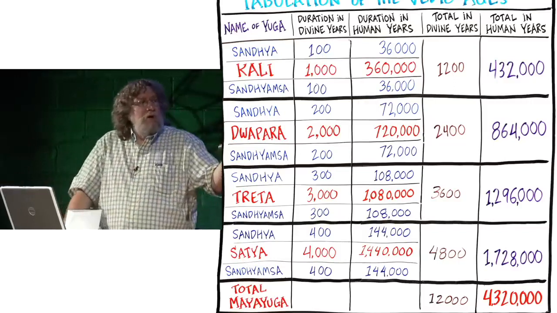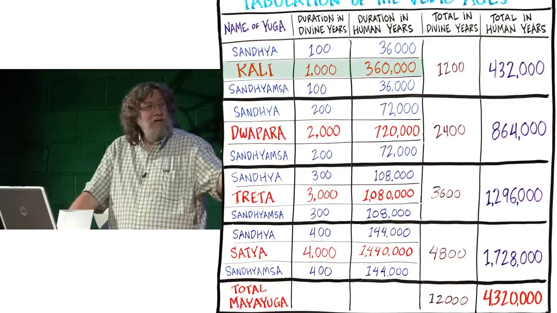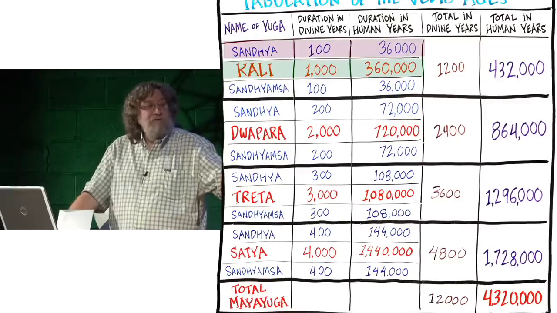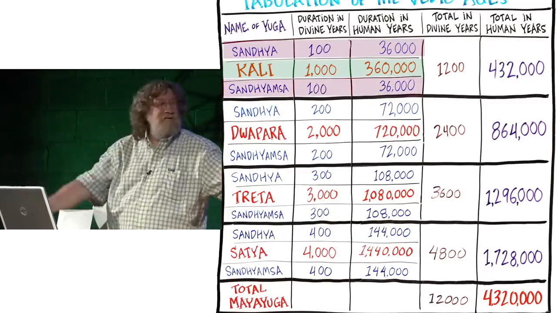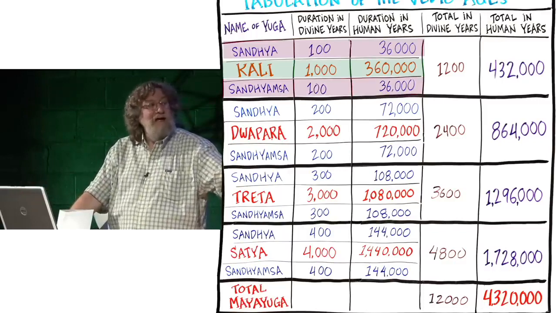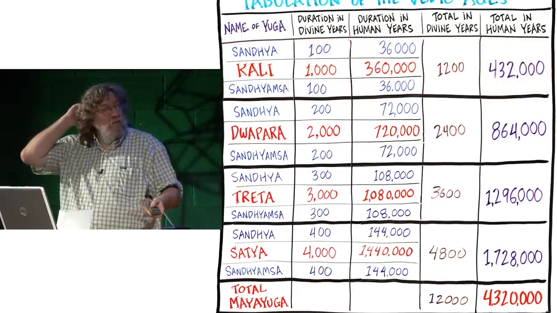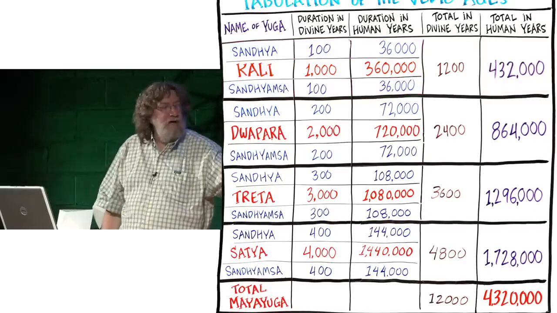And so basically what they did was they took the total age. You'll notice here the relationship between the Kali Yugas, the 360,000, and the Sandhya, which was the transition in, and the Sandhyamsa, which was the transition out, are each 1/10 of that, adding up to the total of 432. But you'll notice that we've got the same recurring numbers again.